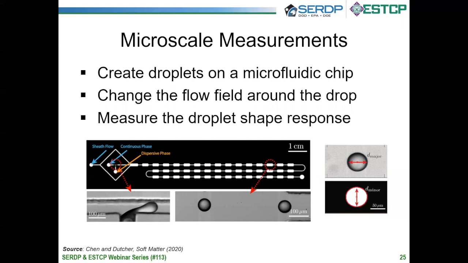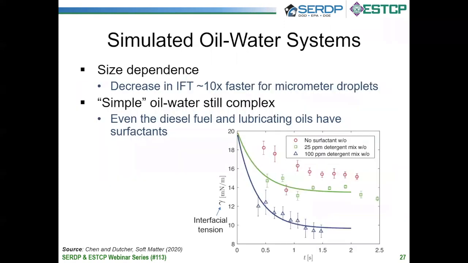So we don't want to just form droplets and leave it like that. We then want to manipulate them in some way and look at their response. So we send them through geometries where the flow field changes, or we trap them and perturb them. And that response of the drop, the shape oscillations and deformations, can tell us information about those interfacial properties, things like interfacial tension.